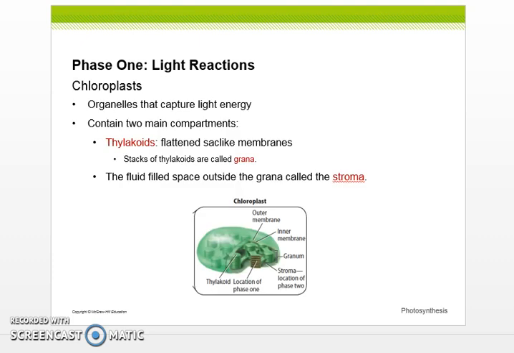Chloroplasts are organelles that capture light energy. These contain two compartments. The thylakoids are flattened sac-like membranes, and the stacks of thylakoids are called grana. The fluid-filled space outside the grana is called the stroma.